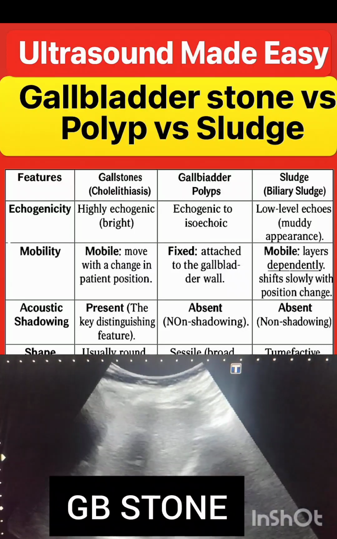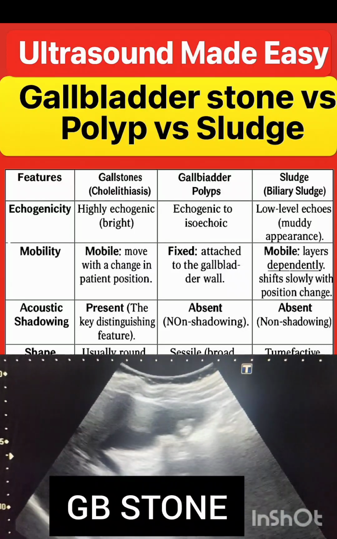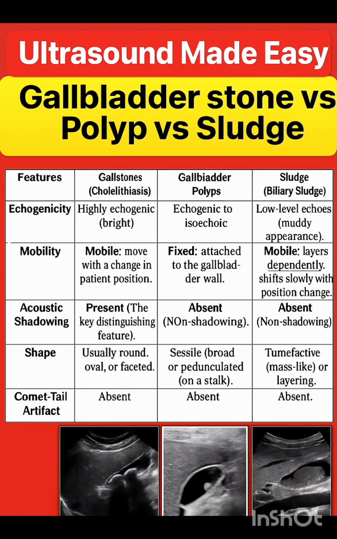In this video we will discuss the difference between gallbladder stone, polyp and sludge. A gallbladder stone is always hyperechoic, bright. When we talk about a gallbladder polyp, that is echogenic to isoechoic. Sludge is low level echoes, with a muddy appearance.